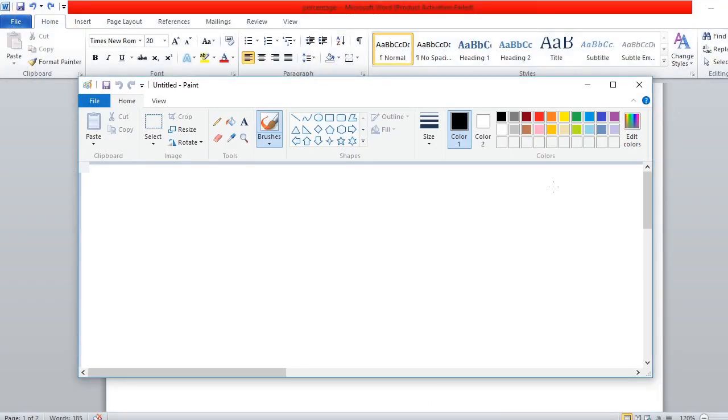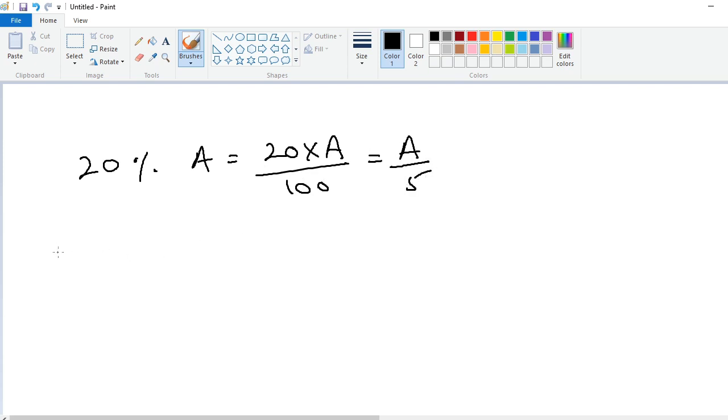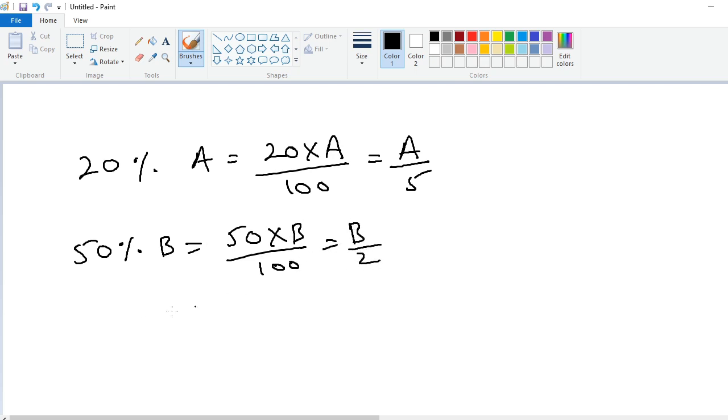So 20% of A is equal to 50% of B. 20% of A is 20 into A divided by 100, so A by 5, which is equal to 50% of B. 50% of B means 50 into B by 100, that is B by 2. Both are equal. So A by 5 is equal to B by 2 according to the given question. Therefore A by B is equal to 5 by 2.